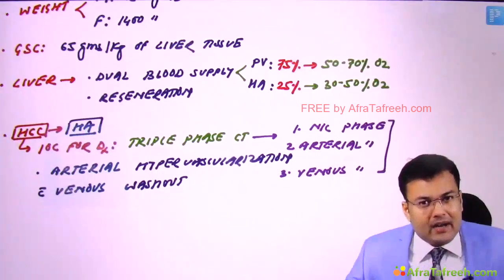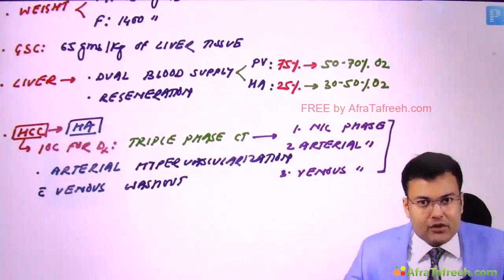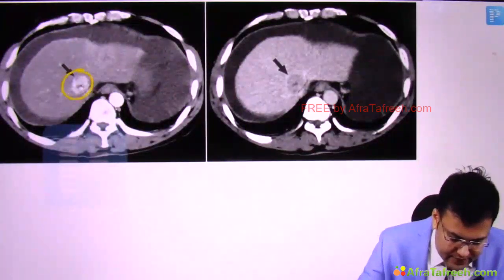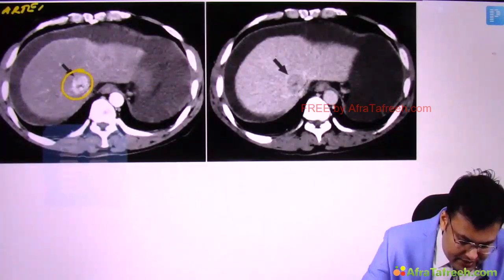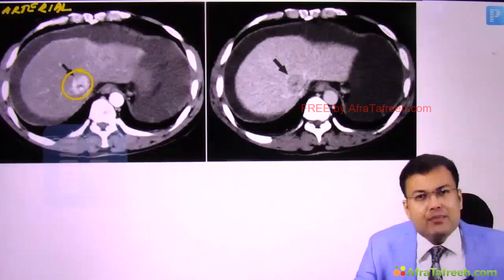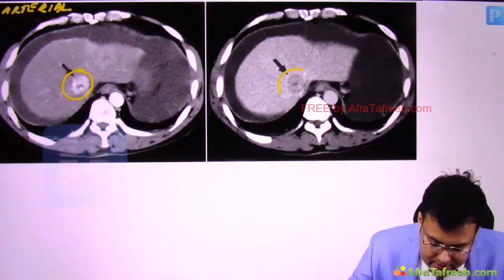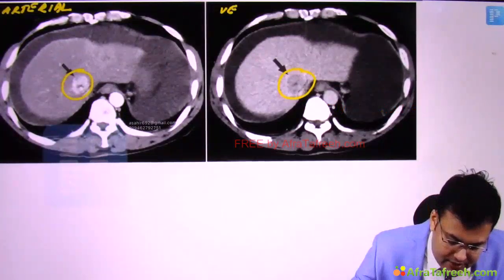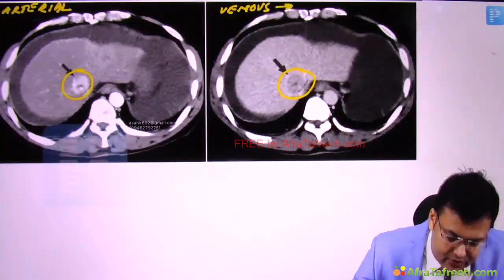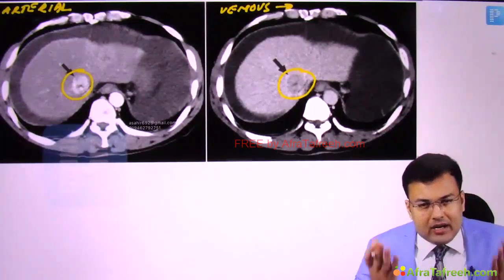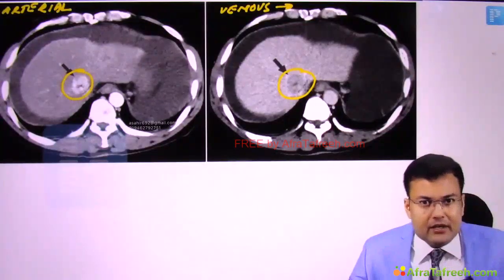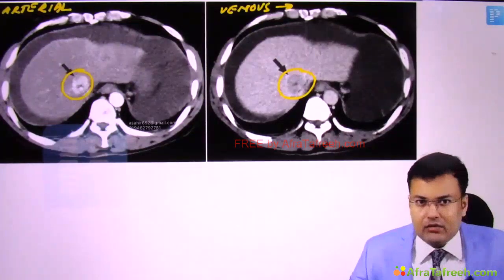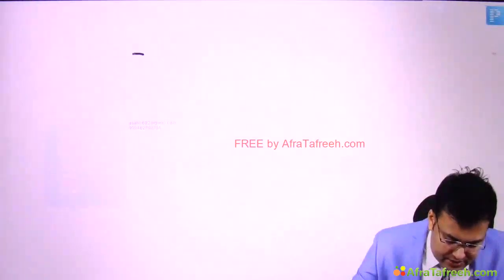So there will be arterial hypervascularization with venous washout. How does it look? Here you can see the arterial phase, and there is arterial hypervascularization, and here there is washout of contrast. This is the venous phase in which there is washout of the contrast. So arterial hypervascularization with venous washout is the diagnostic radiological criteria for hepatocellular carcinoma. Now have a look at this picture. What is this?